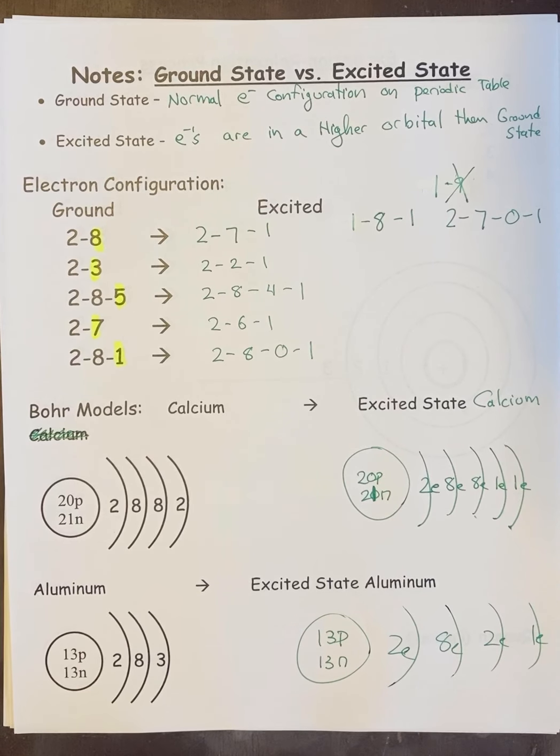And always write the E's in. I won't accept it on a test or quiz if the E's are not written in. All right, and so that's it. That's how you do excited states using Bohr, and that's how you do it based off just configurations.